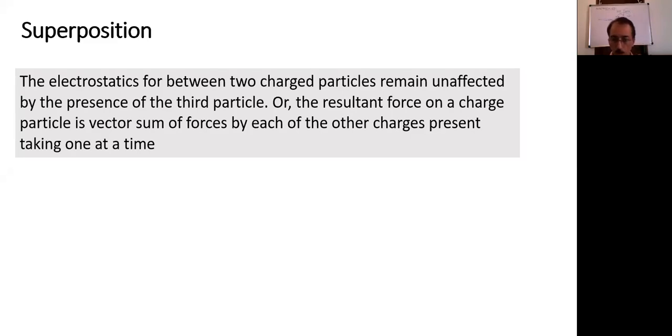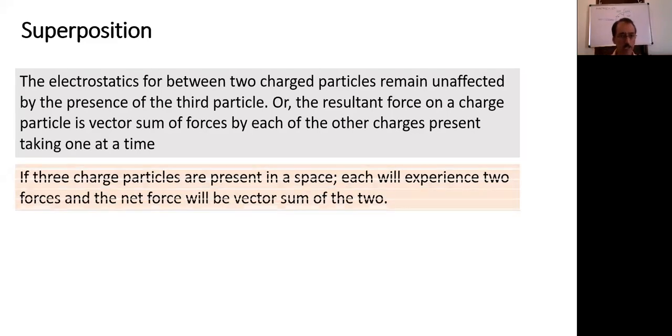It is the vector sum of the forces. Basically pretty simple. It's the same thing as in gravitation, and we'll see some applications. If three charged particles are present in a space, how many forces will each experience? Two forces. Each will experience two forces, and the net force will be the vector sum of the two. Fairly straightforward statement.